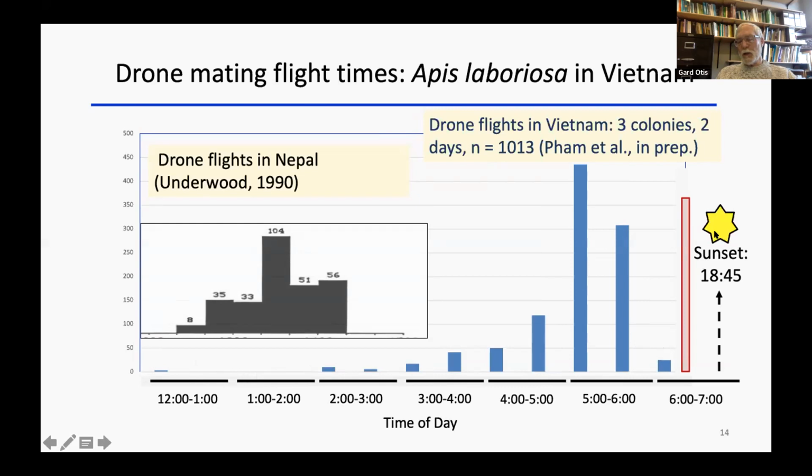Sunset at that location is at 6:45 p.m., which is around the time Dorsata drones are presumed to start flying. The red band here represents the period of time with no drones flying from either species. These data suggest that, on the basis of drone mating flight times, these 2 taxa are reproductively isolated from each other.